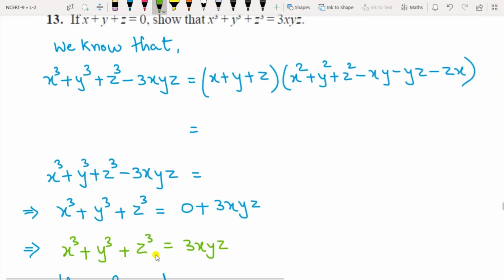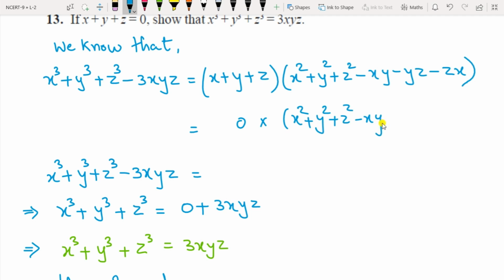Now here, if x plus y plus z equals 0, we have to show that x cube plus y cube plus z cube equals 3xyz. As we know, write this identity here. But in the question it is given that x plus y plus z is 0, so substitute 0 in this place. So it is 0 here, multiplied with this bracket, which we don't need to know: x square plus y square plus z square minus xy minus yz minus zx. And 0 into any number or any polynomial is 0 only.